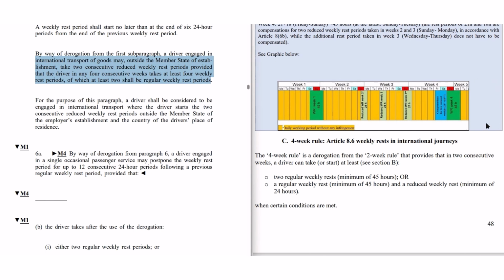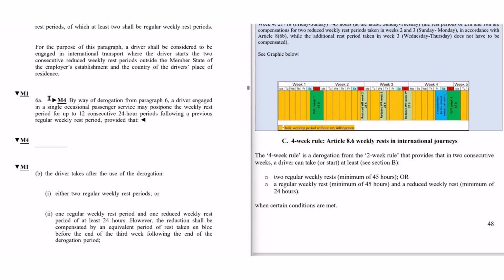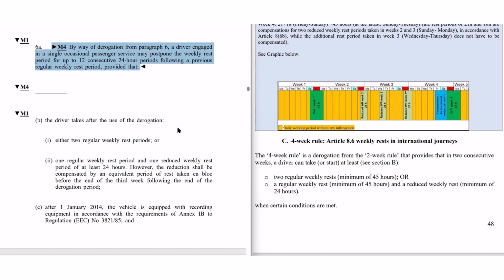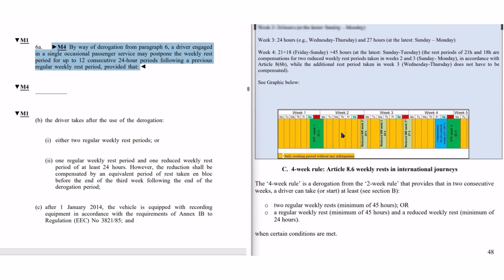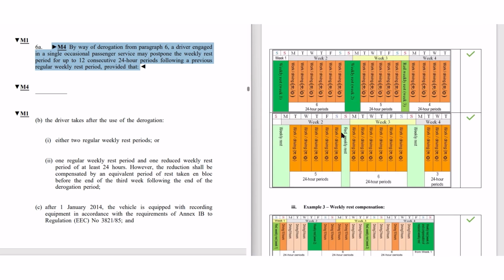The compensation for reduced rests will come up shortly, but now let's take a brief return to the topic of passenger transport. The regulation states that, by way of derogation from paragraph 6, a driver engaged in a one-off occasional passenger transport operation may postpone their weekly rest period by up to 12 consecutive 24-hour periods following the previous regular weekly rest. Provided that, and here the regulation lists various conditions which we'll also need to go over, because they are quite serious. What this refers to is the 6-day, i.e., 144-hour, rule mentioned in paragraph 6, which requires the next weekly rest to begin within 144 hours after the end of the previous one.